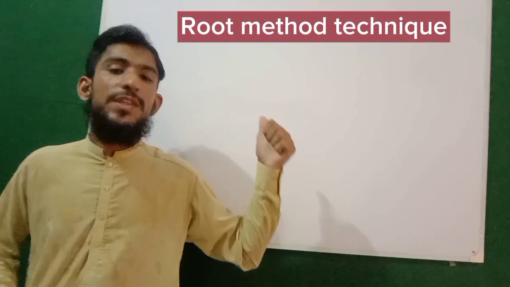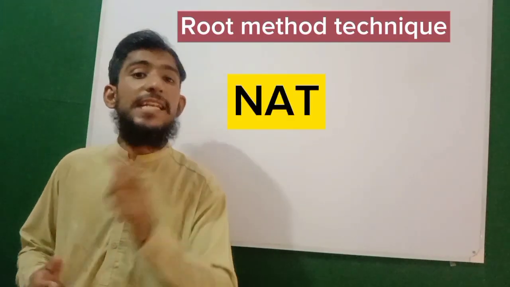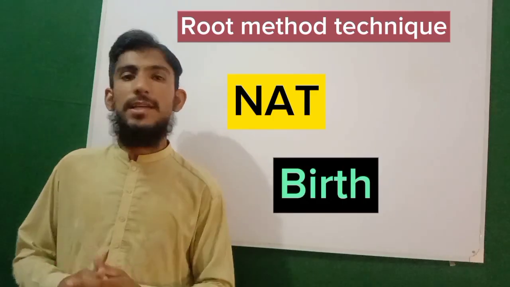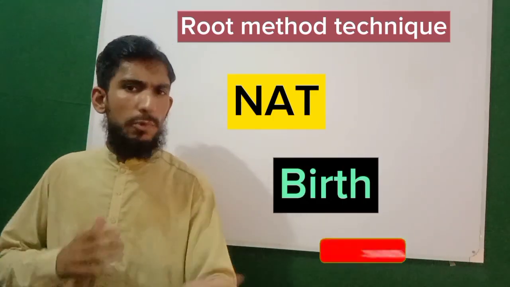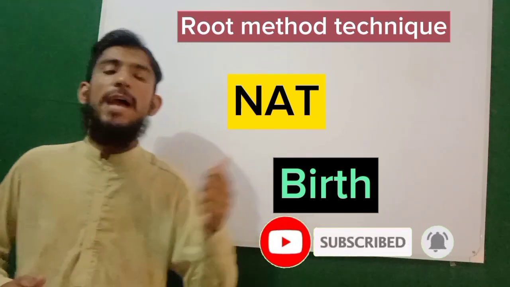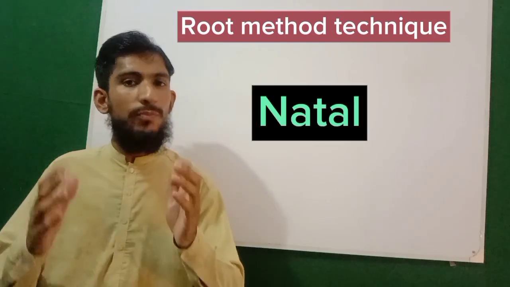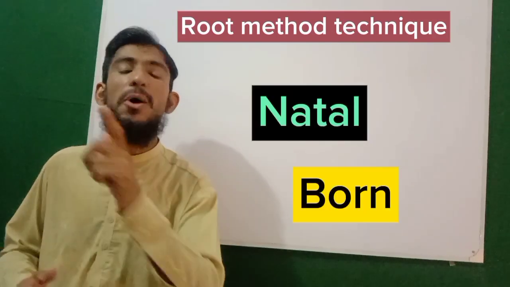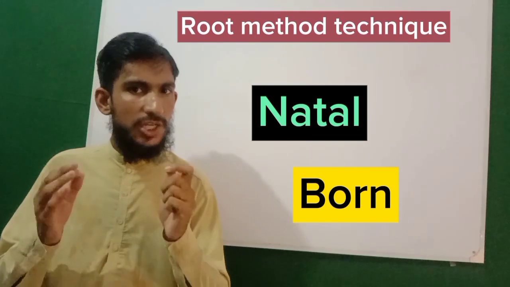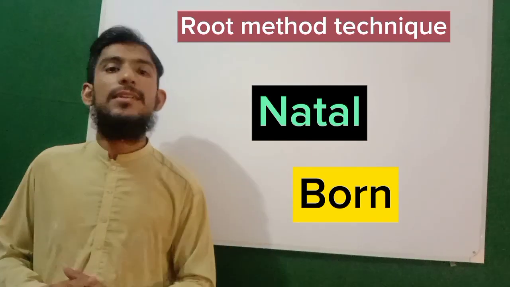So viewers, now the second word you have to memorize is nate. Nate means birth. Nate means birth. Now we will add prefixes and suffixes and we will learn further words. So now I'm adding the suffix al. So natal. From birth, natal means born. So nate, you have learned the root word. Nate means birth and natal means born.